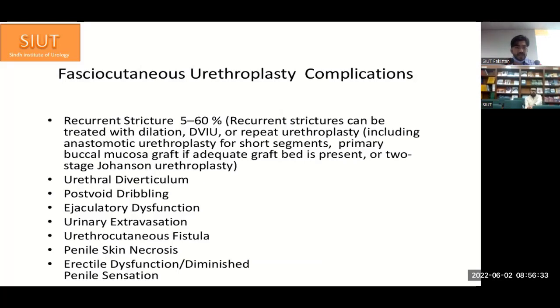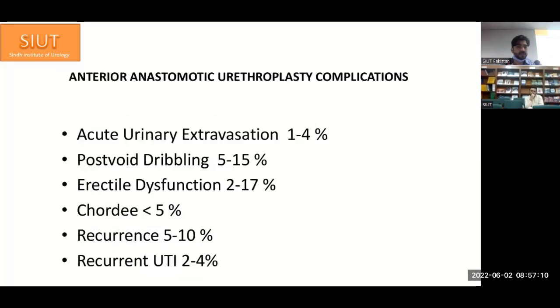Faciocutaneous urethroplasty complications: recurrent stricture 5 to 60%. Recurrent stricture can be treated with dilatation, DVIU, or repeated urethroplasty, including an anastomotic urethroplasty for a short segment, primary buccal mucosal graft if an adequate graft bed is present, or two-stage Johnson urethroplasty. Urethral diverticulum, post-void dribbling, ejaculatory dysfunction, urinary extravasation, urethrocutaneous fistula, penile skin necrosis, erectile dysfunction, diminished penile sensations.